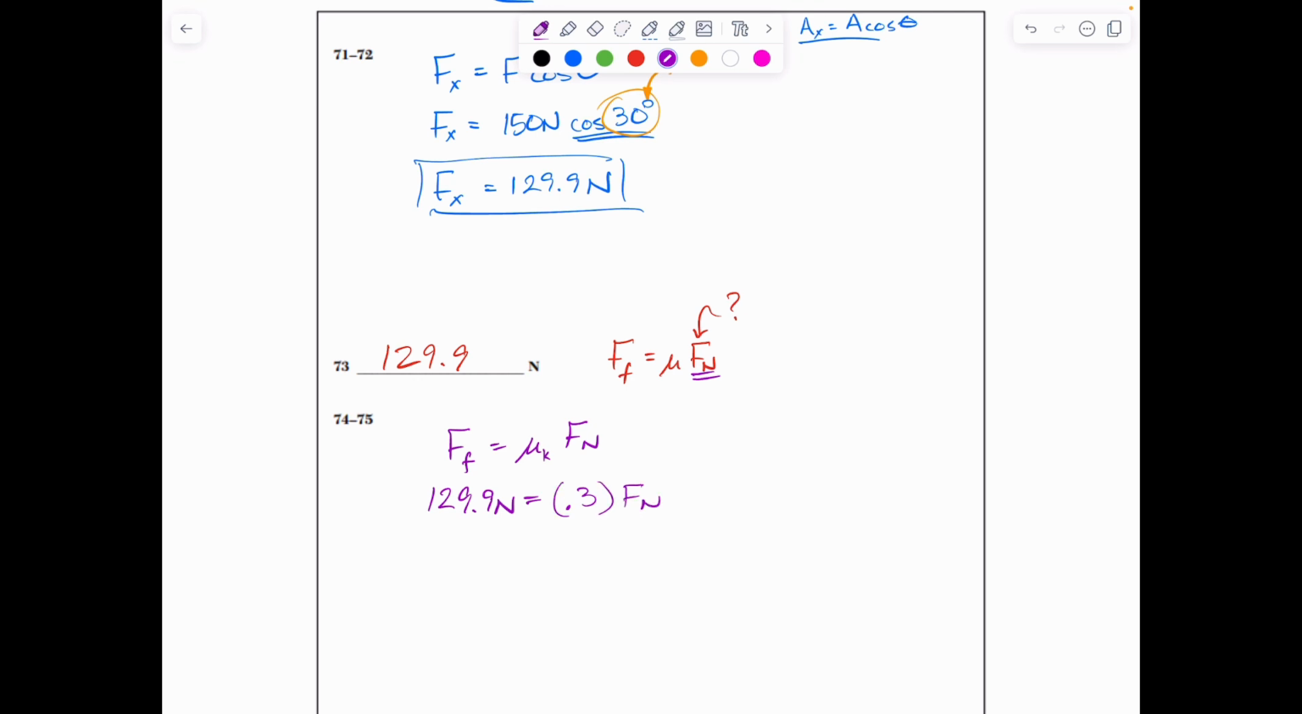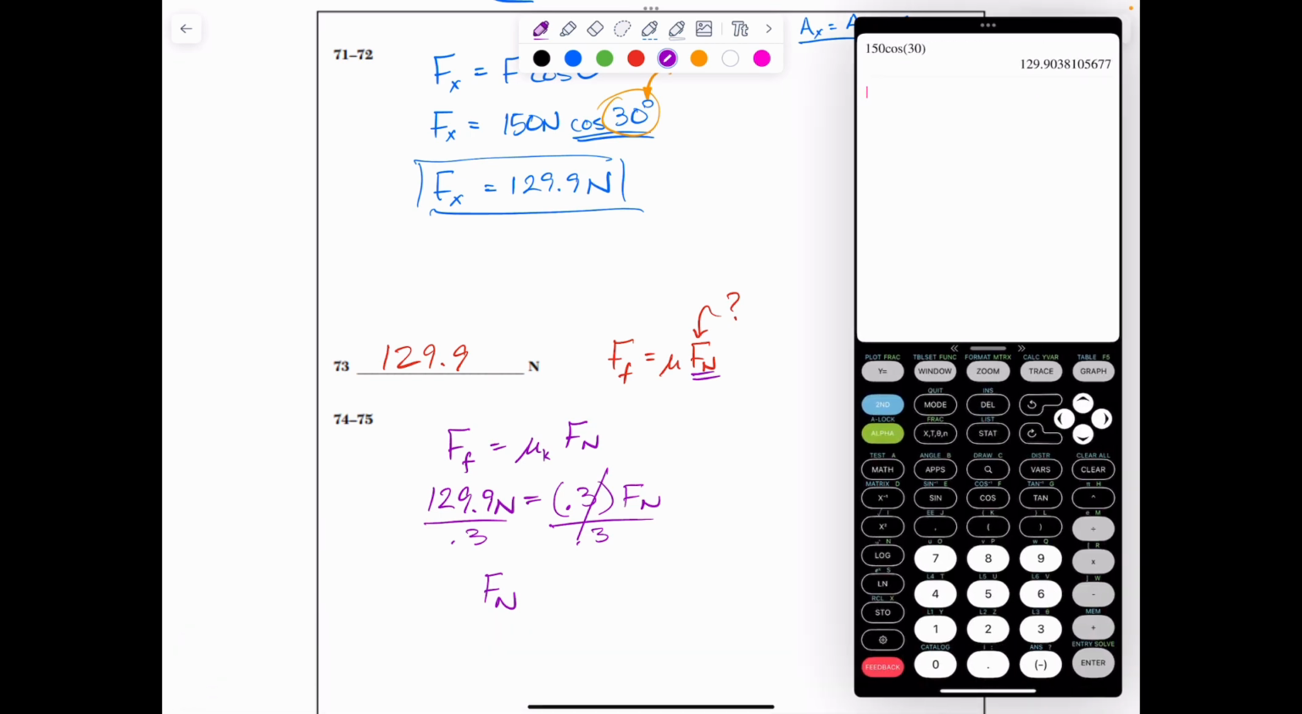And then solve for Fn. So we divide both sides. Again, showing this division in your work is not necessary, but I like to do it so I don't make any silly mistakes. And then I throw that into my calculator. So I still have my 129.9. I'm not going to rewrite it. I have it there. If I just use that, then I don't get any rounding errors, right? So I'm just going to take that, hit my divide button. So it says ANS, the previous line's answer, with no rounding, divided by 0.3.